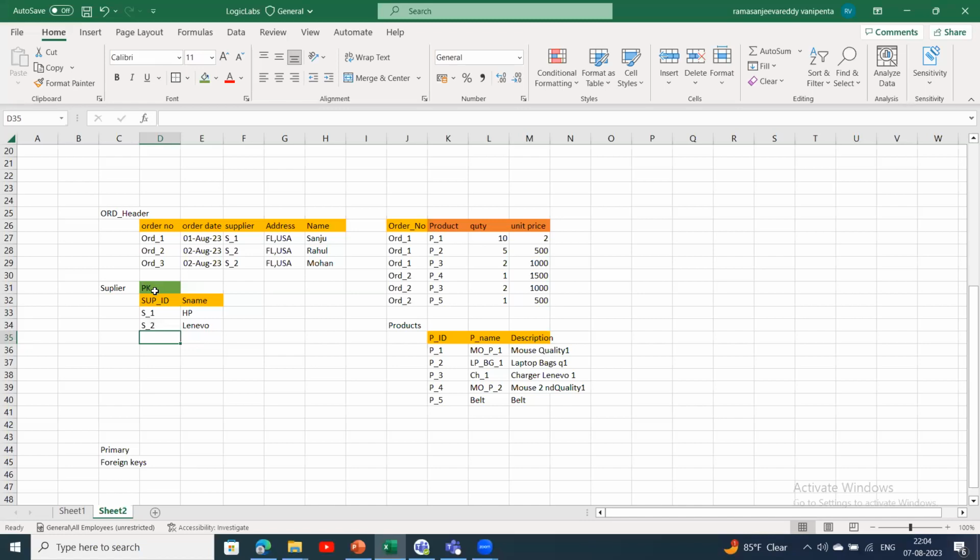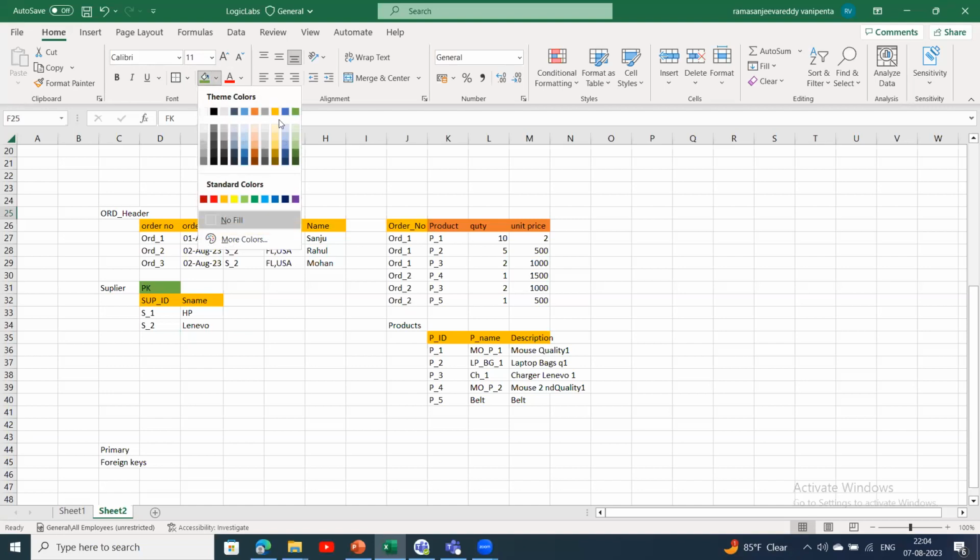This is called relations. This is the primary key here. This same thing will become the foreign key here. This is a foreign key. The blue one is a foreign key and the green one is a primary key.